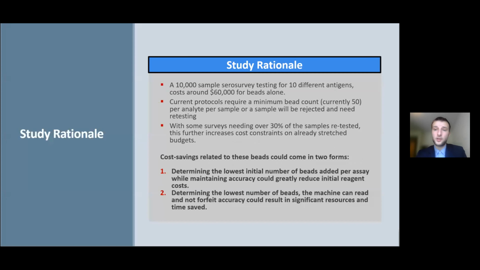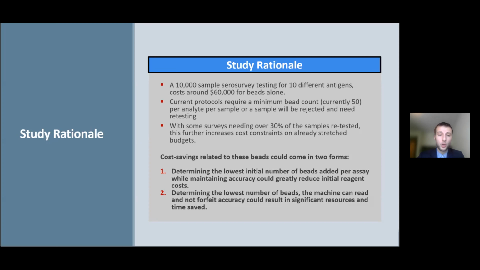Next, we'll move into the study rationale. A 10,000 sample serosurvey testing for 10 different antigens costs around $60,000 for beads alone. Current protocols require a minimum bead count, currently 50, per analyte per sample, or a sample will be rejected and need retesting. With some surveys needing over 30% of the samples retested, this further increases cost constraints on already stretched budgets. Cost savings related to these beads could come in two forms.